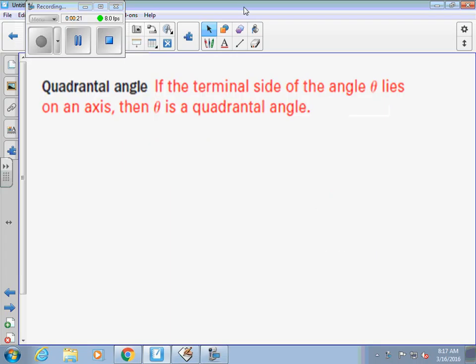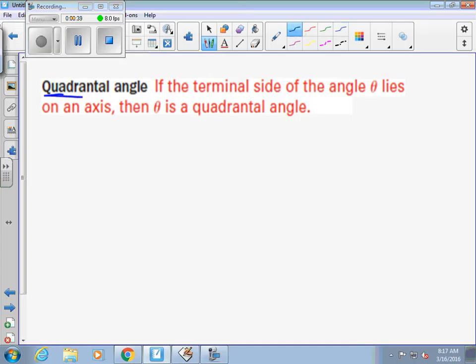On page 784, something called a quadrantal angle. That's how you pronounce that word. It's a simple word to pronounce, even though it looks confusing when you look at it at first. Quad, y'all know that prefix right there. You know that means four. Quadrantal just means it falls on one of the axes.